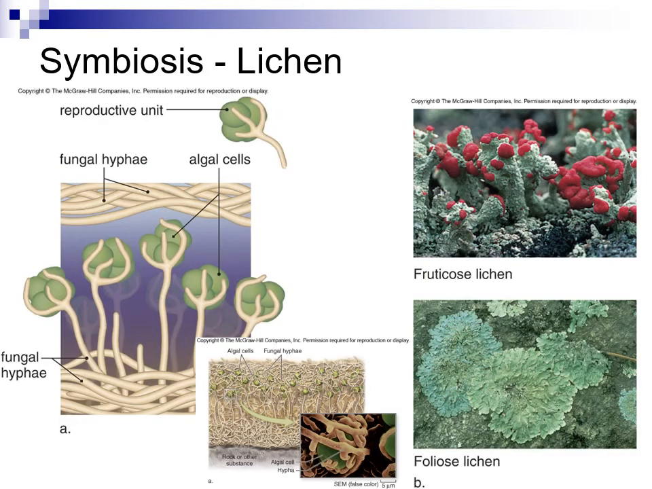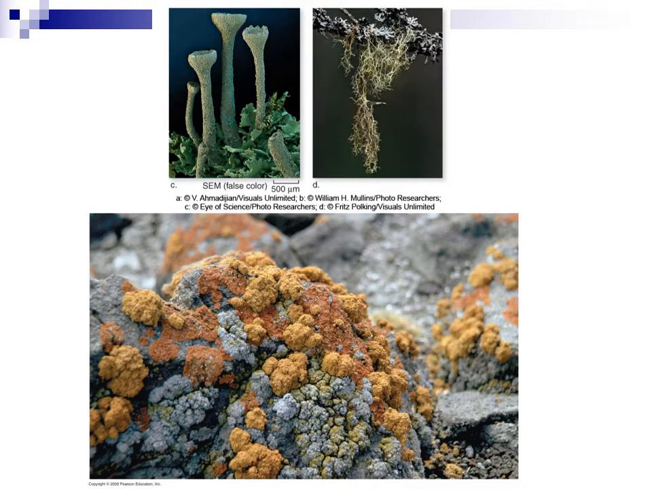So diagrams here, this of course is just a drawing, but you can see that there's fungal hyphae surrounding algae cells or surrounding cyanobacteria cells. These are some different pictures of what the lichens look like. They're different colors. They usually grow pretty flat on a tree trunk or on a rock. And here, this is a lot of times what it looks like growing on a rock or something like that.